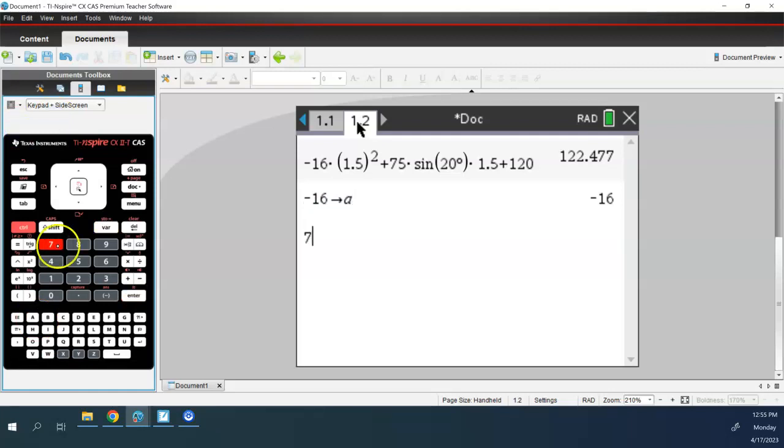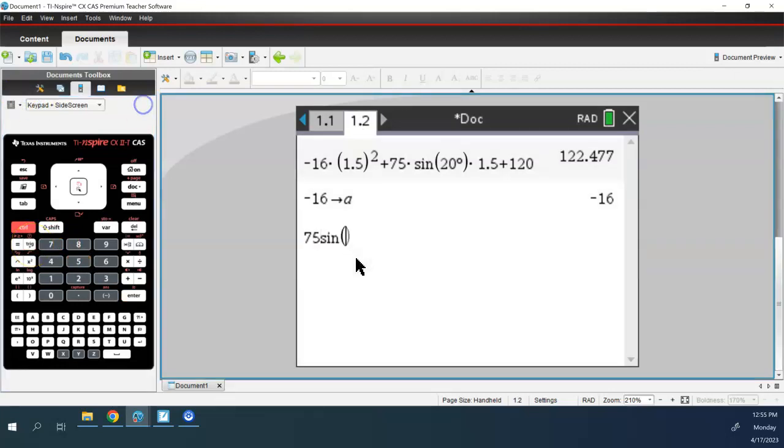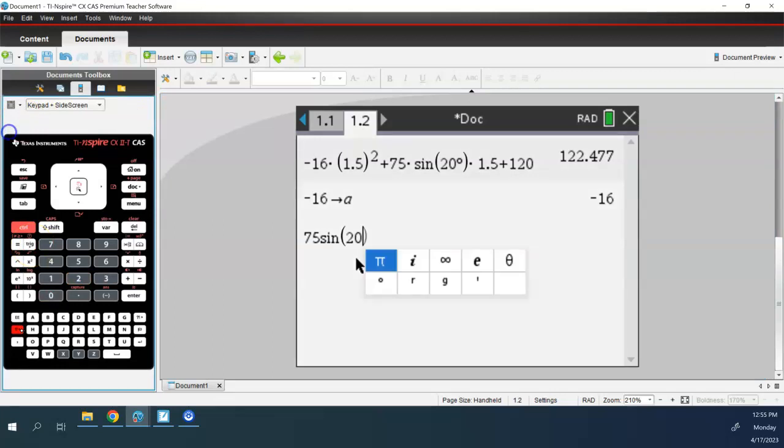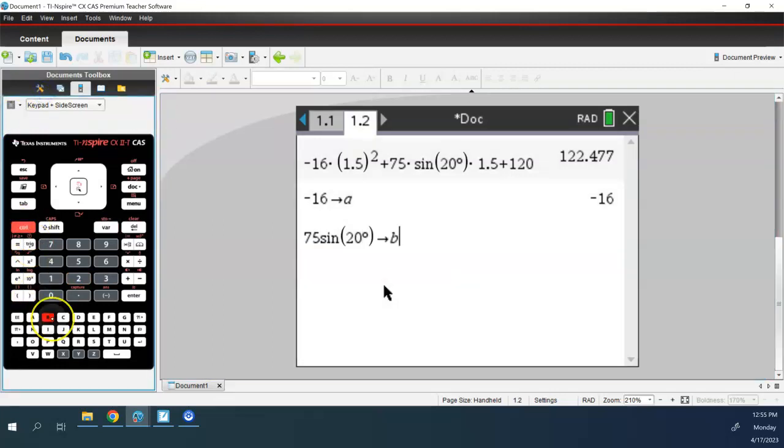I'm going to store 75 times the sine of 20 degrees as B. And then I'm going to store 120 as C.